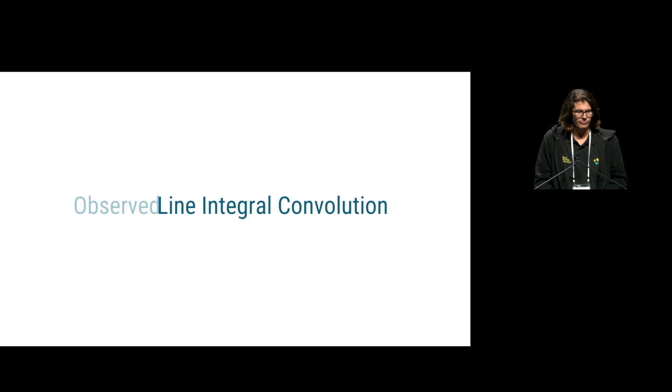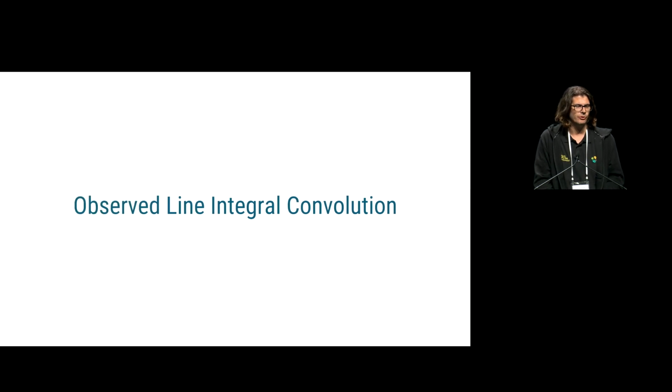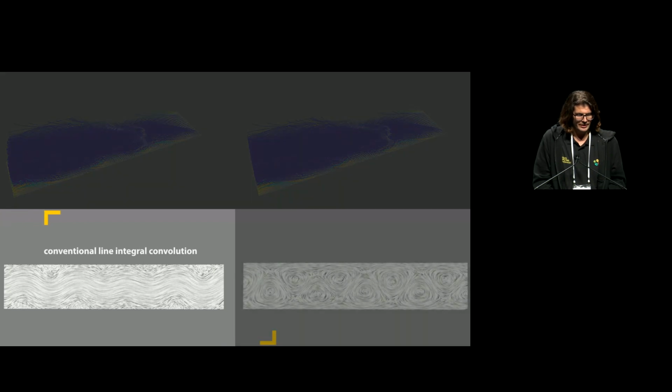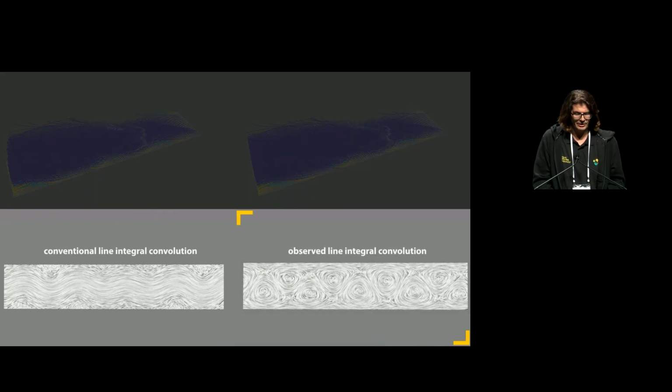So how do we go from line integral convolution to observed line integral convolution, which we use in this lens region? Let's look at a different example here. Conventional line integral convolution of a vortex street: we don't really see that there are any vortices. If we look at observed line integral convolution, we can clearly see the vortex street. So the question is, how do we go from the visualization on the left to the visualization on the right?